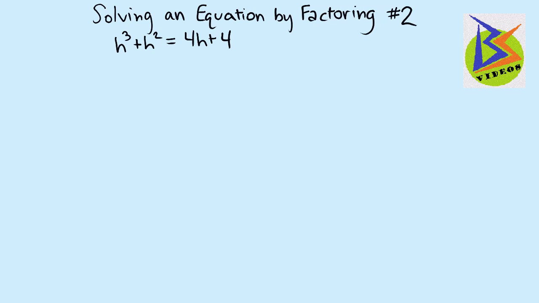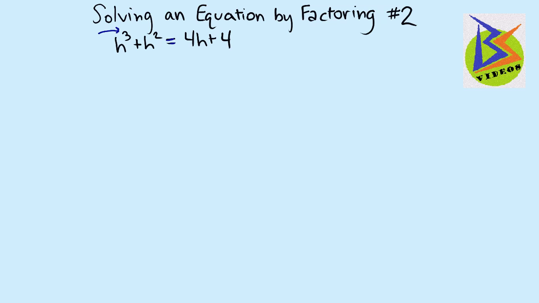In this video we're going to talk about solving an equation by factoring. And so we notice that we have this equal sign that gives us the idea that we are going to come out with solutions. We can have 3, 2, 1, or 0 solutions.